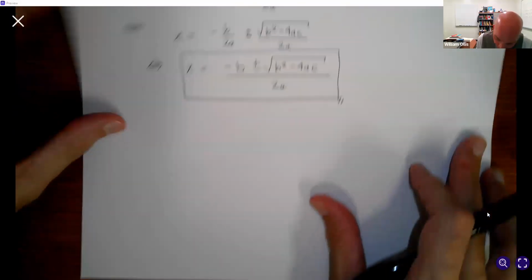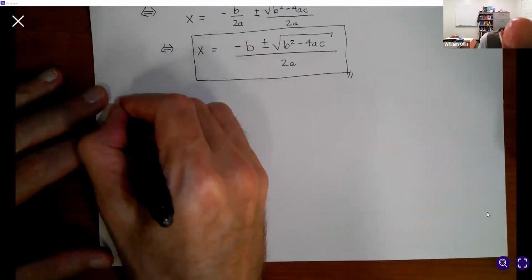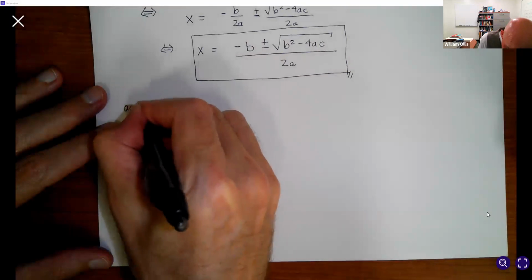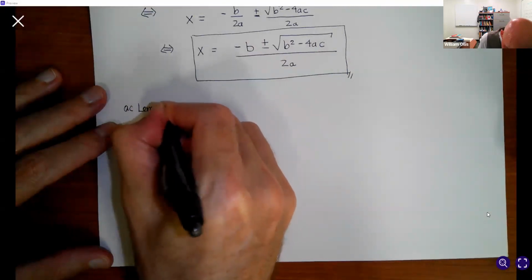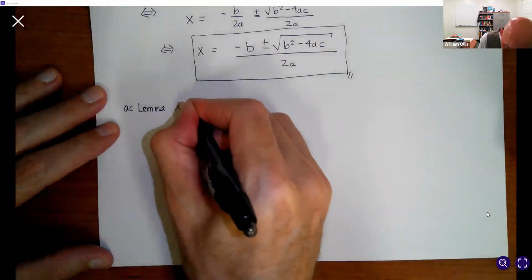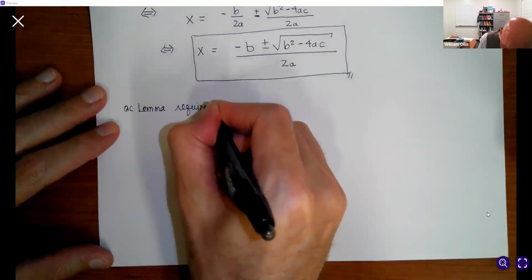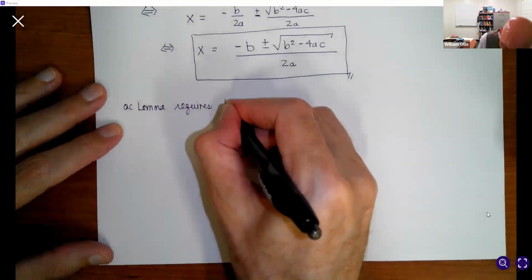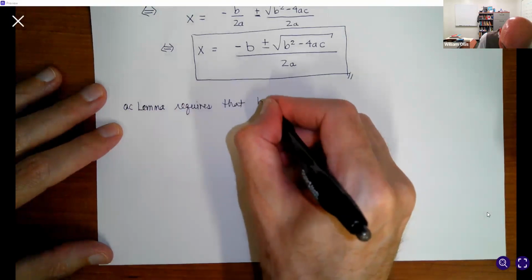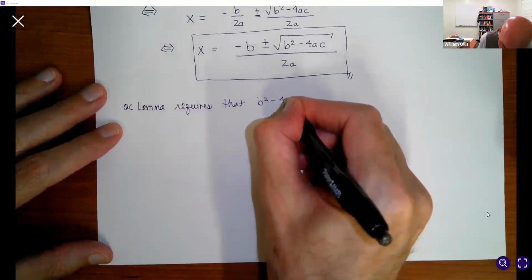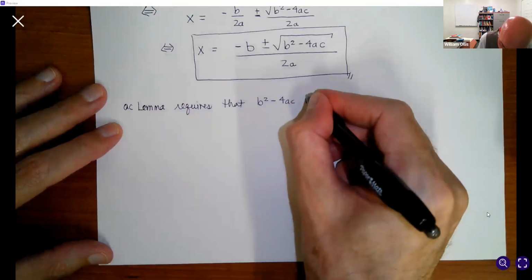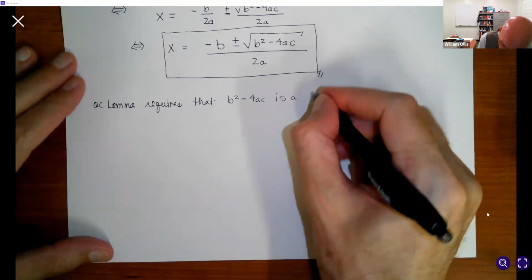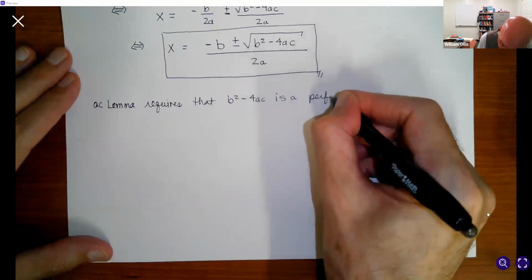So note here, we'll say AC lemma, here's another requirement: it requires that b squared minus 4ac is a perfect square. So that limits things.